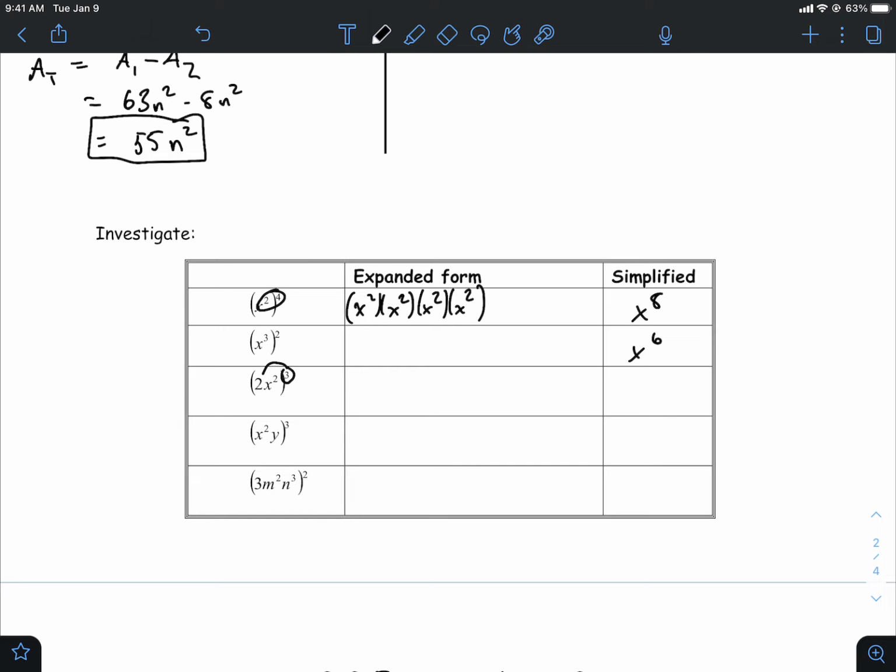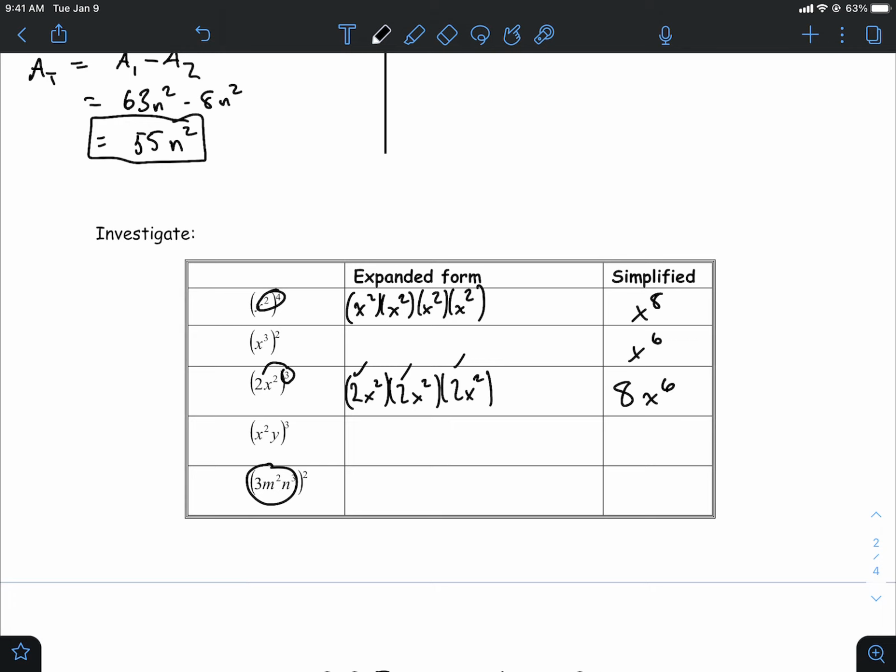Because if I took 3 of those, it's going to be 2x squared times 2x squared times 2x squared. There are 3 of whatever's inside the brackets. Well, now I know 2 times 2 times 2 is 8. That takes care of the numbers. And then how many x's do I see? 6. Okay? Just be careful when you have powers, these can get tricky sometimes, especially if there's fractions and things in there, right? You've got rationals.